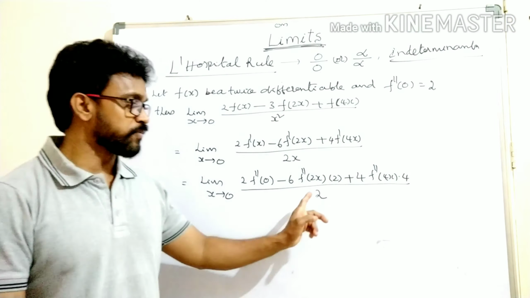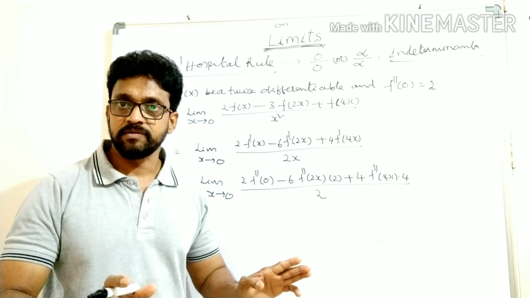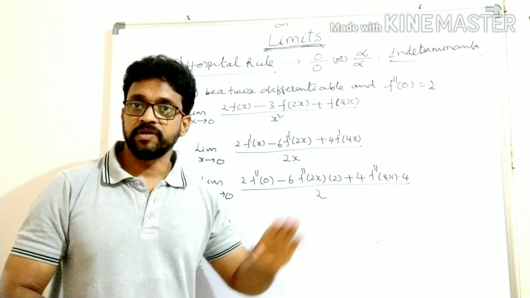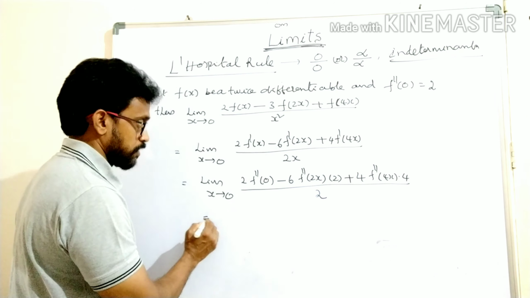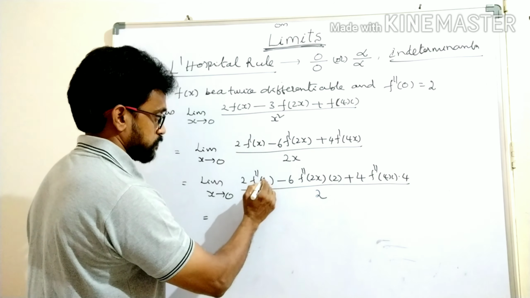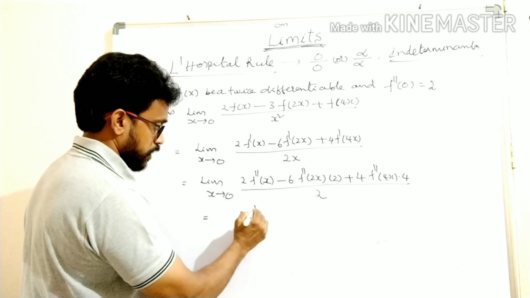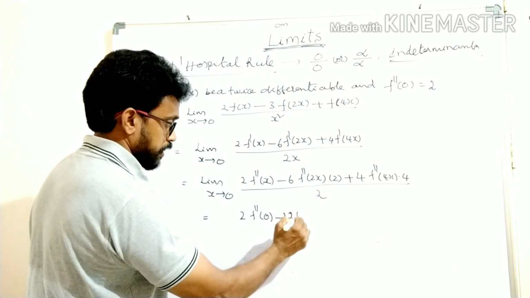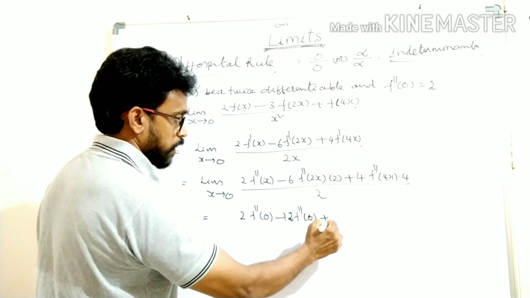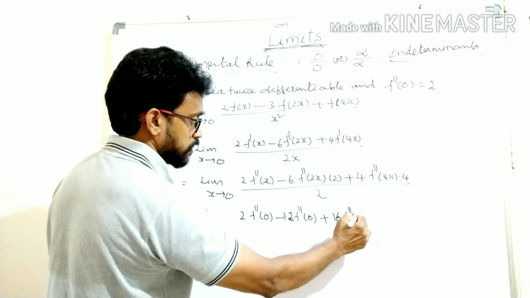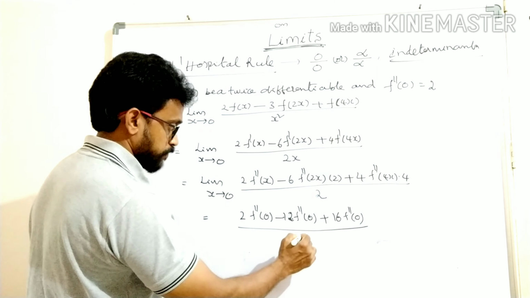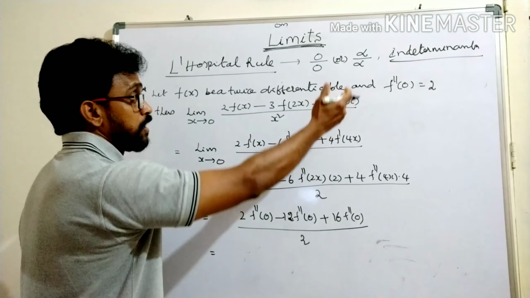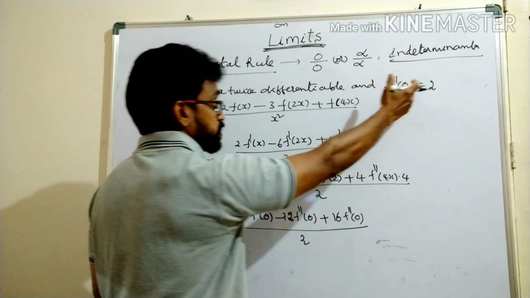Now very clear here, the denominator is a finite number, so this 0 by 0 form won't come. Now replace x by 0, what happens? Observe. 2 into f double dash of 0 minus 12 into f double dash of 0 plus 16 f double dash of 0, divided by 2. Very clear. Here f double dash of 0 is given as 2.